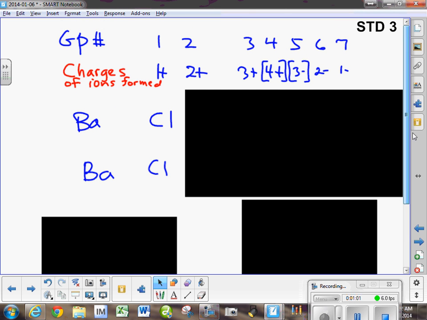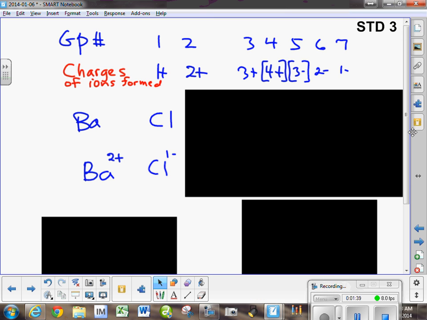Now if we go by this, barium is numbered 56 on the periodic chart. What column is he in? Come on. He's in column 2. So what's his charge? 2 plus. Chlorine is number 17. What column is he in? Okay, he's going to be in column 7. So column 7 is what charge as an ion? 1 minus.